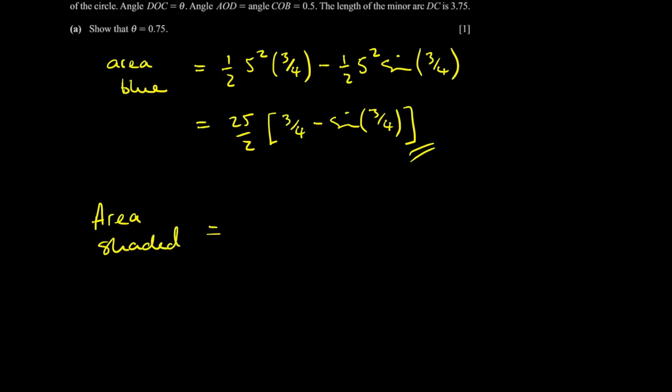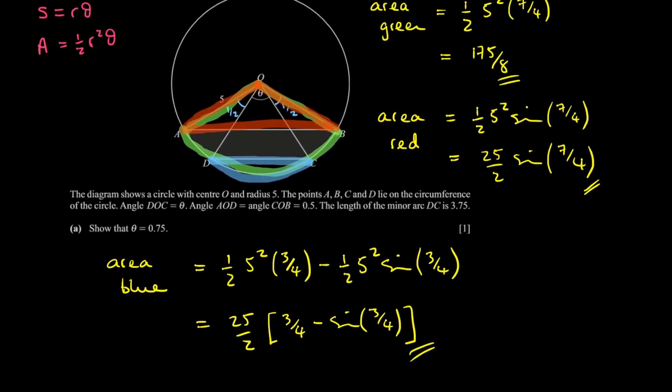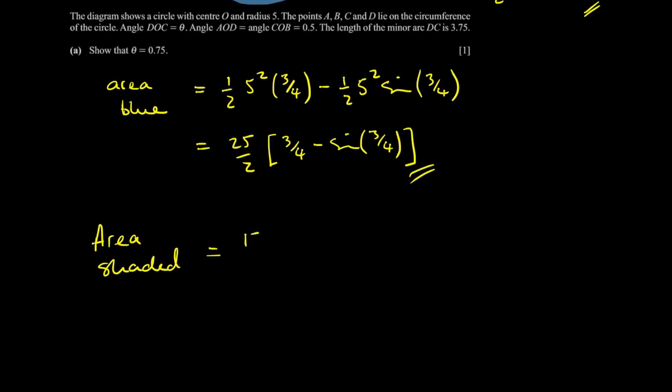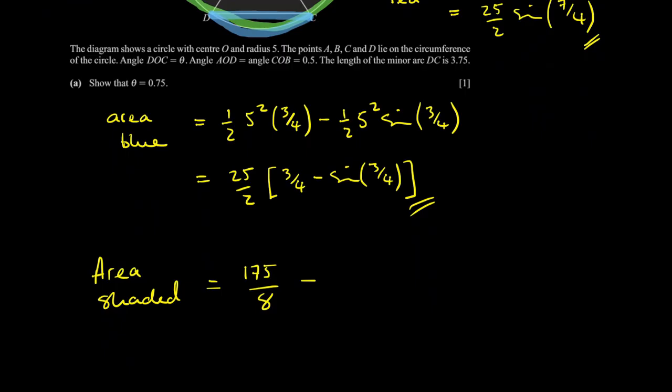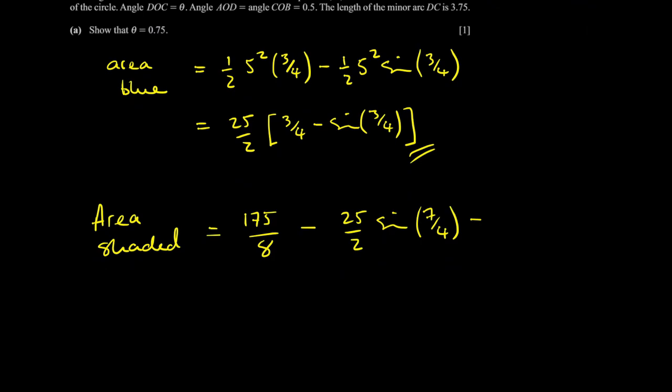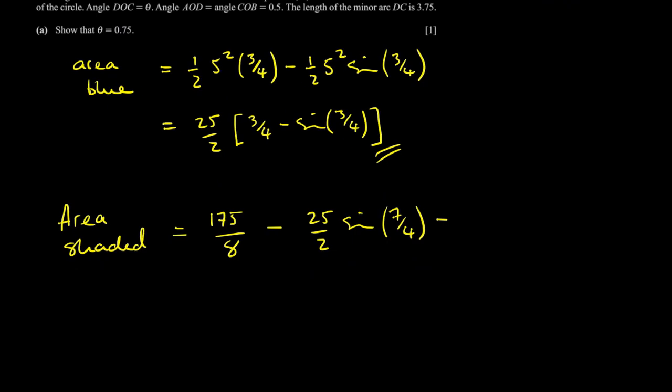is going to be equal to the area of the green, so 175 upon 8, minus the area of the red, which is 25 upon 2, so minus 25 upon 2 sine 7 upon 4, minus the area of the blue, which is going to be 25 upon 2, bracket 3 quarters minus sine of 3 quarters.